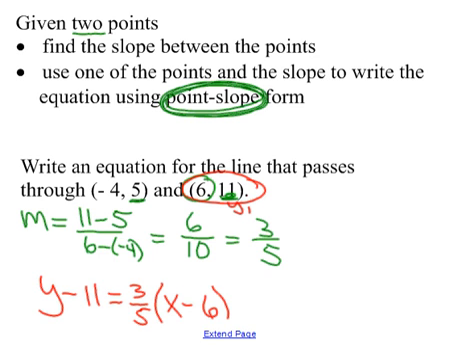Now this is a completely acceptable answer as well. y minus 5 equals 3/5 times x minus a negative 4, which really means plus 4. So either one of those are acceptable answers.